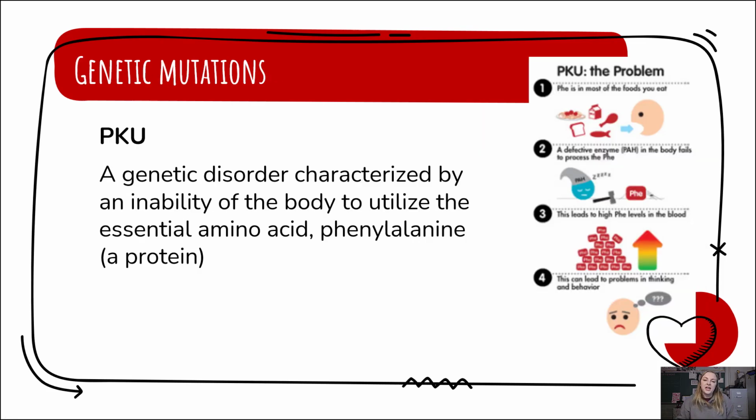Other physical things that can impact development are genetic mutations. This is where one or more genes is mutated during the development process. One example of this would be PKU. PKU is a genetic disorder characterized by an inability of the body to utilize the essential amino acid phenylalanine.